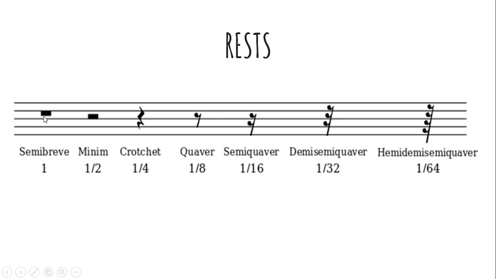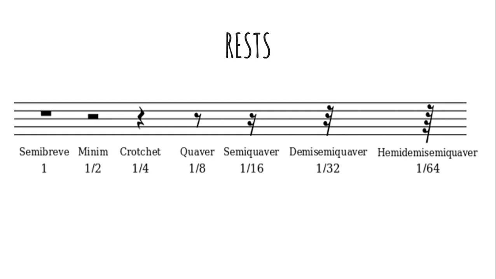Then moving on to the second one, which is the minim rest. Within a bar this rest receives two counts, so it is also called the half rest. Over here you can see the minim rest, one by two, a fraction.